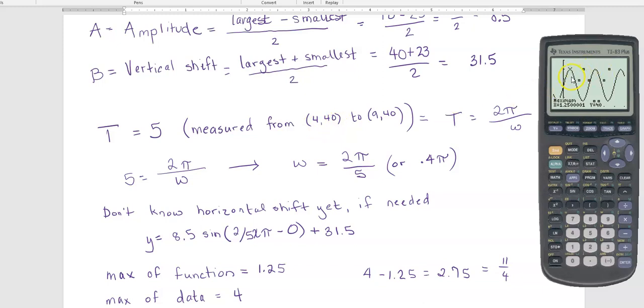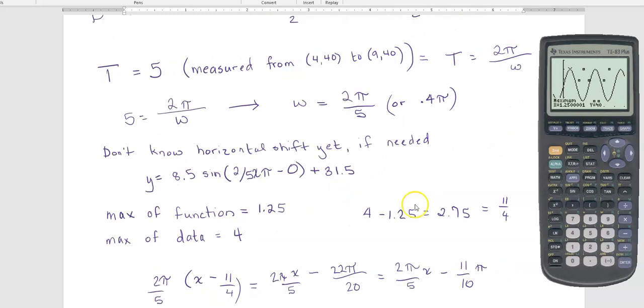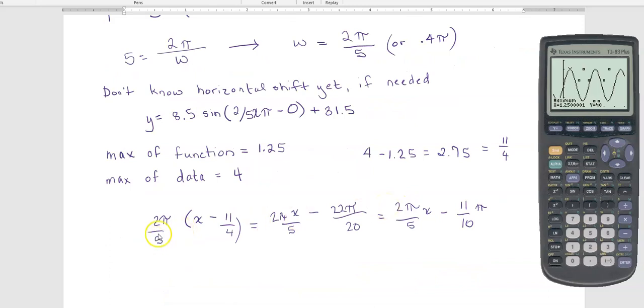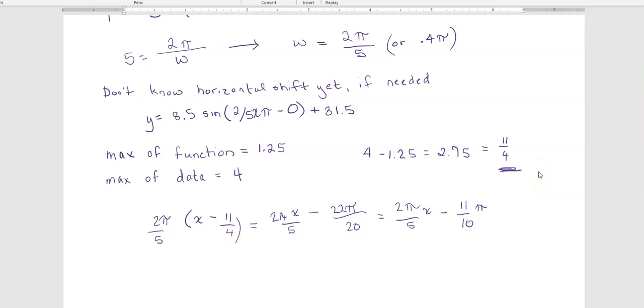So now I'm going to take this and subtract. I've got my 4 minus 1.25. That's going to give me 2.75, which when you convert it to a fraction is 11 over 4. Now taking that 11 over 4, I'm going to plug that in so that I've got this 2 pi over 5 multiplying x minus the 11 over 4. And be careful, this number here is not the end. This is not the end. You need to plug this in and then go all the way through the process.